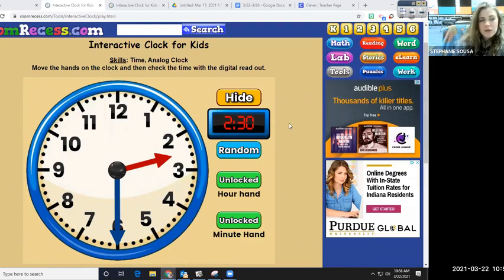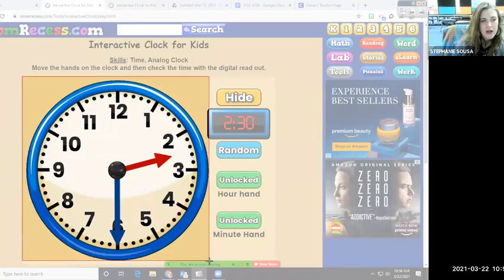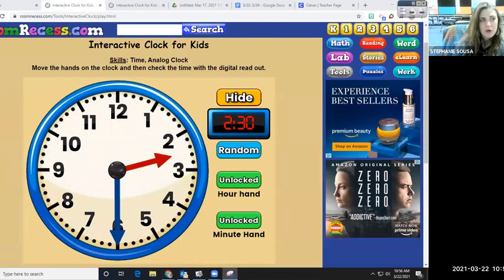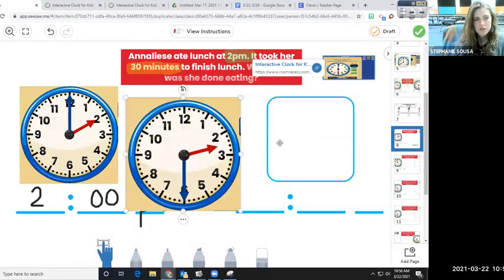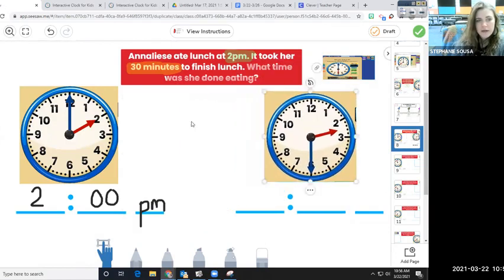Okay, so we're going to get it to 2:30 p.m. Once your clock says 2:30 p.m., you are going to take a screenshot of it. So I'm going to take my screenshot of my clock. And we're going to put it on Seesaw right there to show what time lunch was over. Okay, go ahead and get that done. Get your screenshot on there.